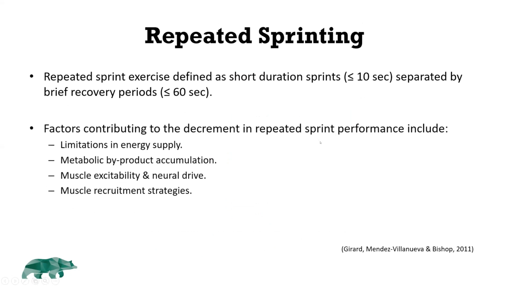So factors that are going to contribute to the decrement of repeated sprint performance include limitations in energy supply. So we're looking at how phosphocreatine, anaerobic glycolysis, and oxidative metabolism are going to share the load. Metabolic byproduct accumulation, muscle excitability and neural drive, and then muscle recruitment strategies.